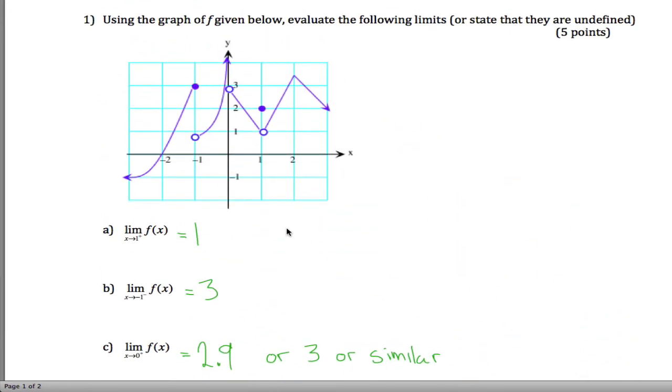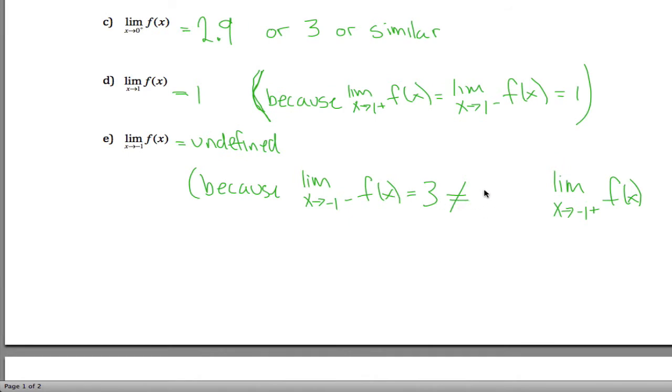because when you approach negative 1 from the positive side, you come in at a height of, I don't know, 0.8 maybe? So from one side we get 3, from the other side we get 0.8, so it's undefined. You don't have to tell me why, just say undefined and you're good.